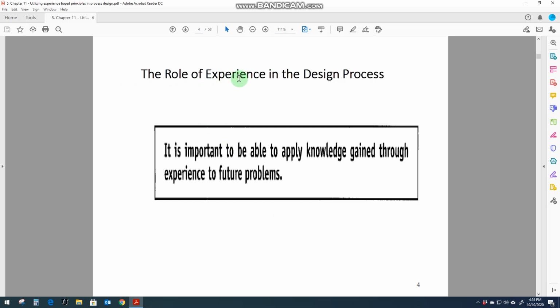The role of experience in the design process. Now, what should be the role of experience in the design process? It is important to be able to apply knowledge gained through experience to future problems. Now, here comes the value of the experience: whatever things you learned with your experience, and how you can directly apply that experience to solve future problems.